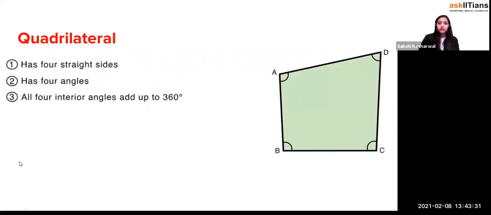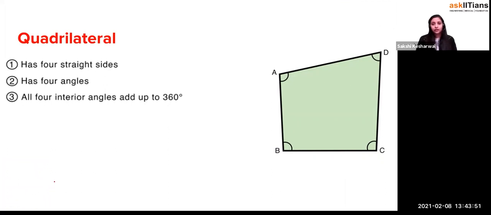Basically, we have learned about the types of triangles, on the basis of sides and on the basis of angles. So what is a triangle? A triangle is a three-sided shape. It's a polygon with three sides, and it consists of three angles.